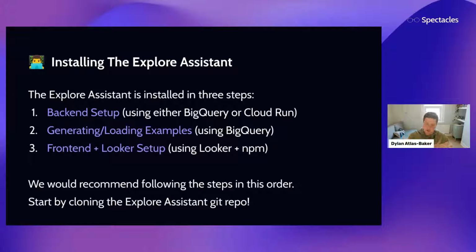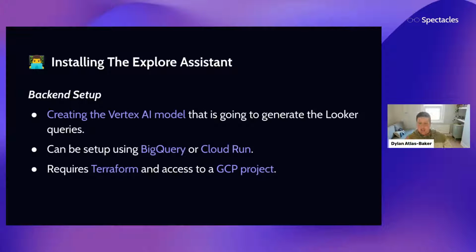So everything that is going to follow this is on the basis that you've done git clone on that repo and you have it locally in VS Code or Cursor or Sublime or whatever your text editor of choice is. And so let's talk about the backend setup. What happens in the backend setup is we're going to create the Vertex AI model that is going to generate the Looker queries. So basically the thing that takes the prompt that we saw and gives you the output. This, as I said, can be set up using BigQuery or Cloud Run.